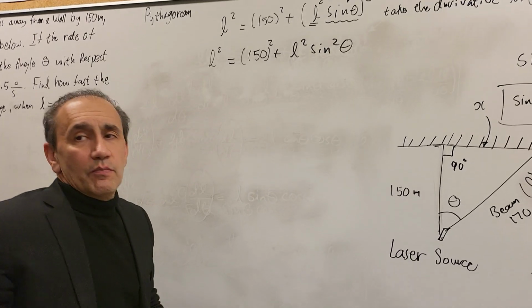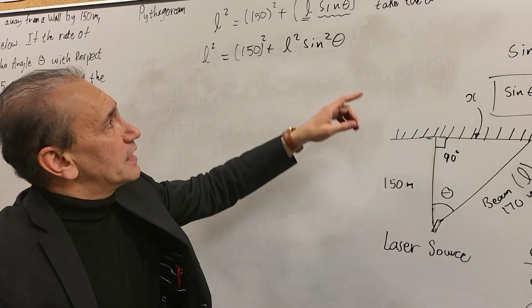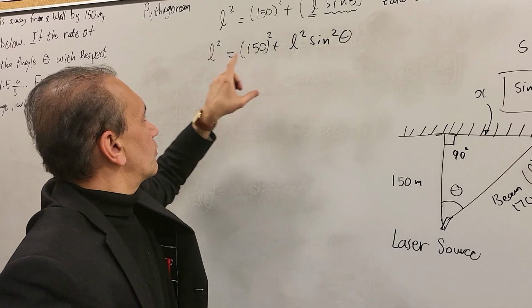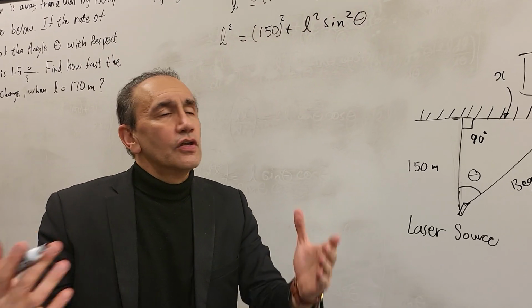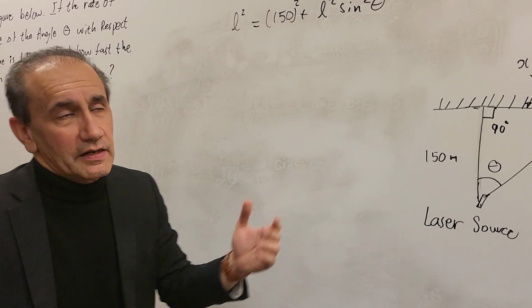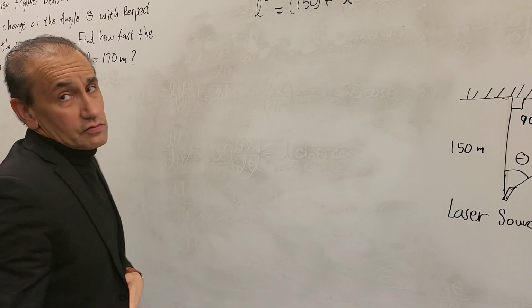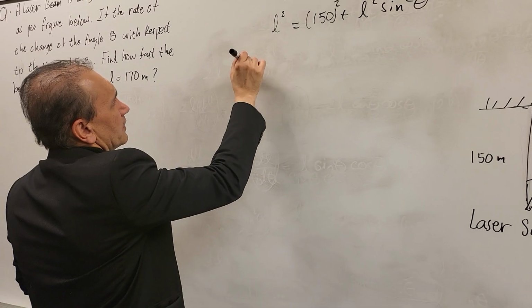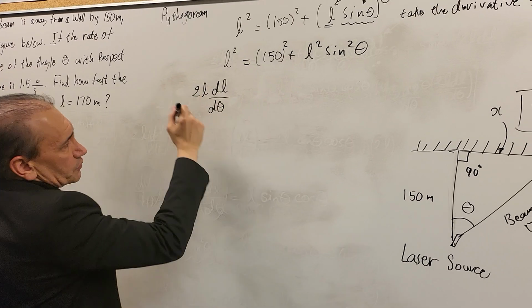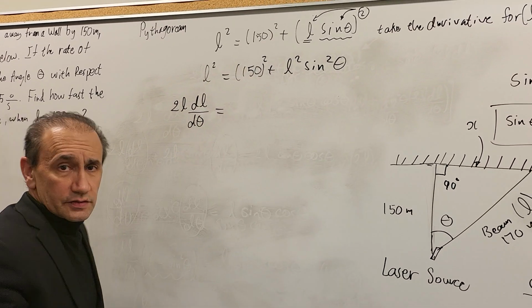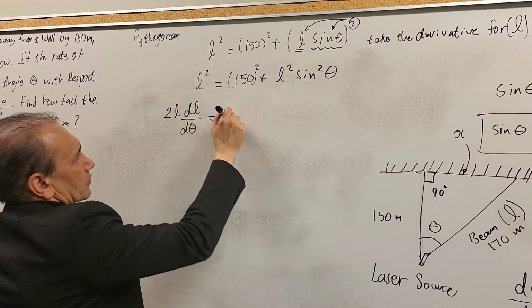The important part now is to take the derivative of this equation, or the derivative with respect to theta, because I have only two variables. One of them is L, the other one is theta. I don't have anything else. So if I take the derivative here, that's going to be 2L dL over d theta for the first part, and then the derivative of the constant, as you know, is 0. So there is nothing here.